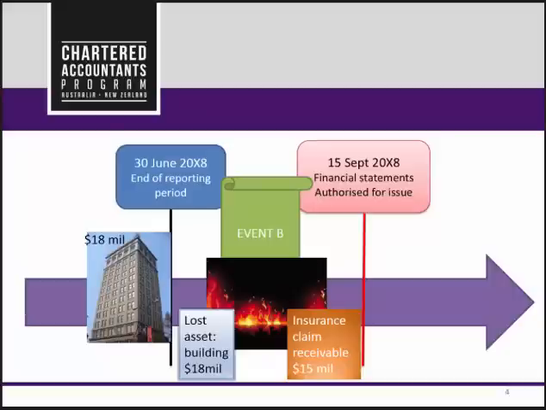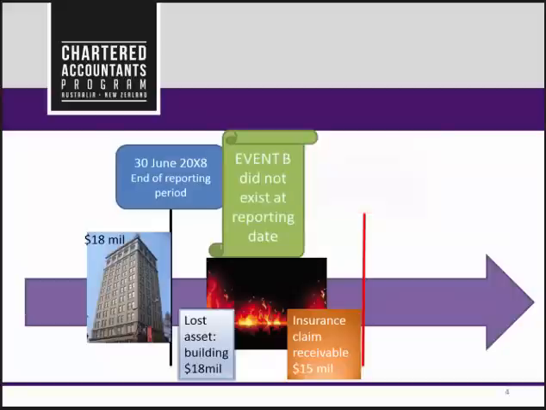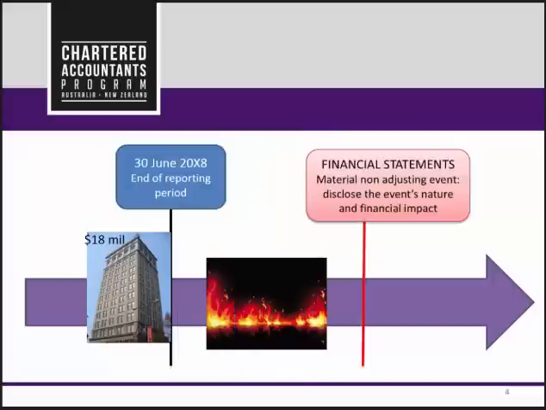This one's quite different to event A with the land. The problem with the building did not exist at year end, and nor did the insurance monies receivable. So this one is actually a non-adjusting event. Both amounts are material, however, so they would be disclosed by way of note. The note would outline the nature of what occurred and the estimated financial effect.